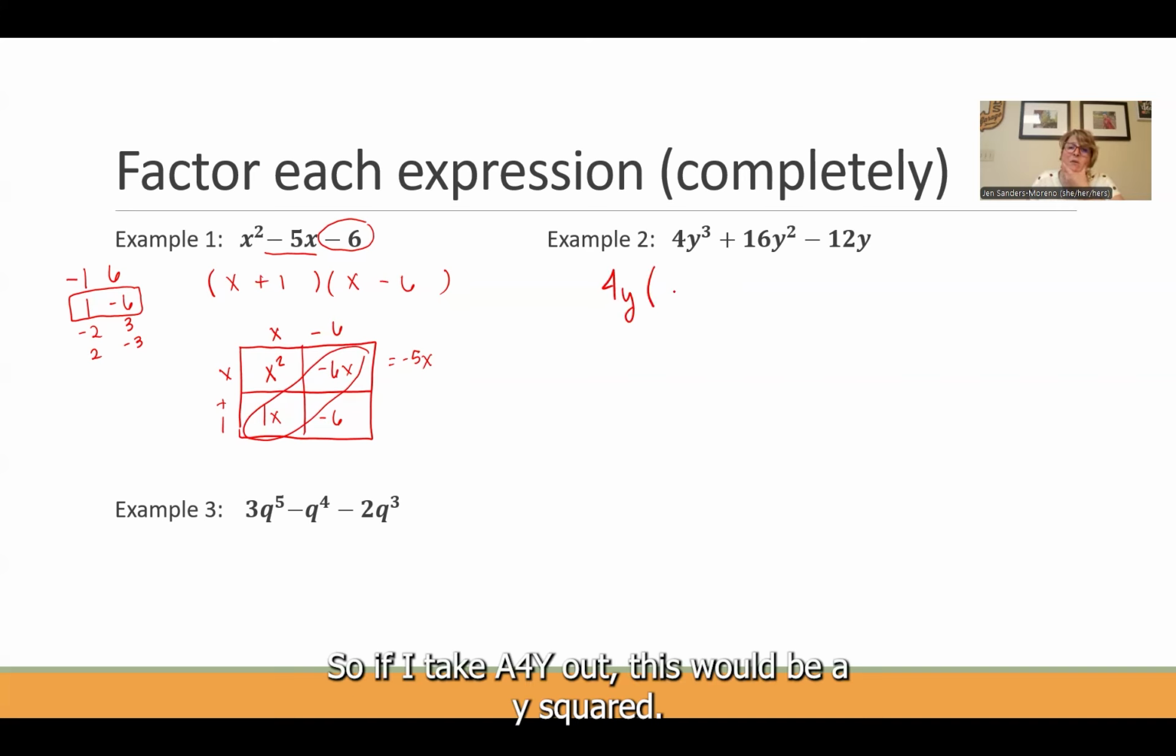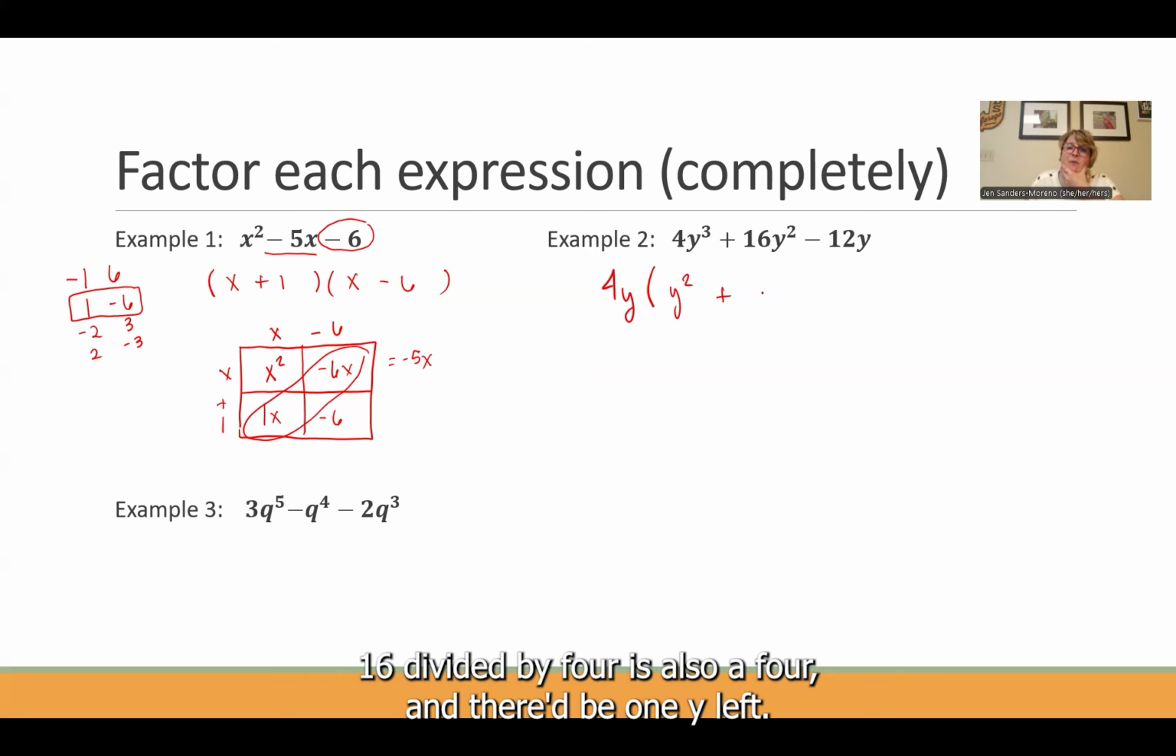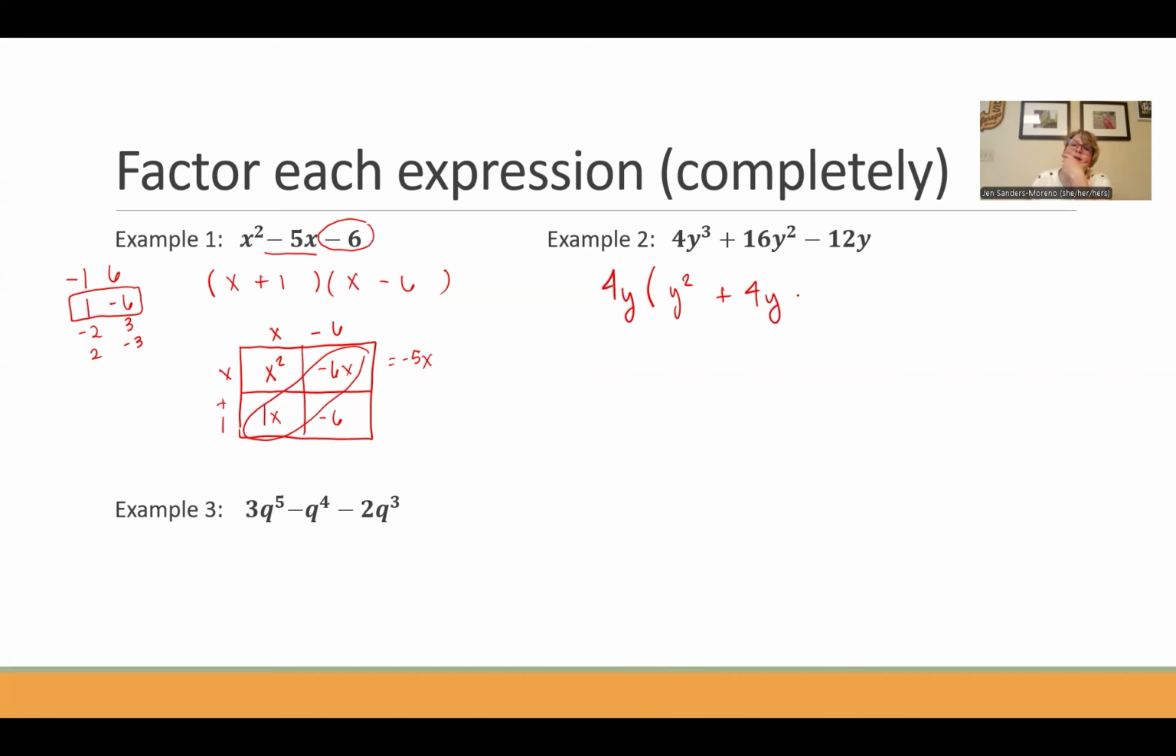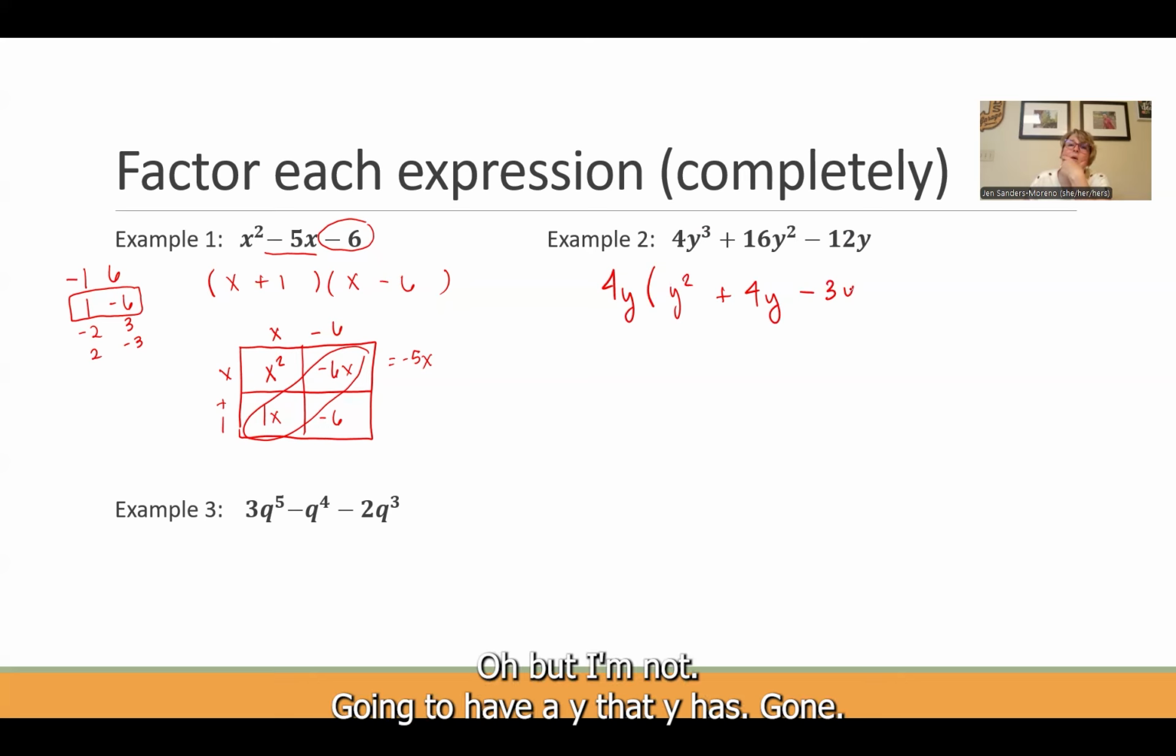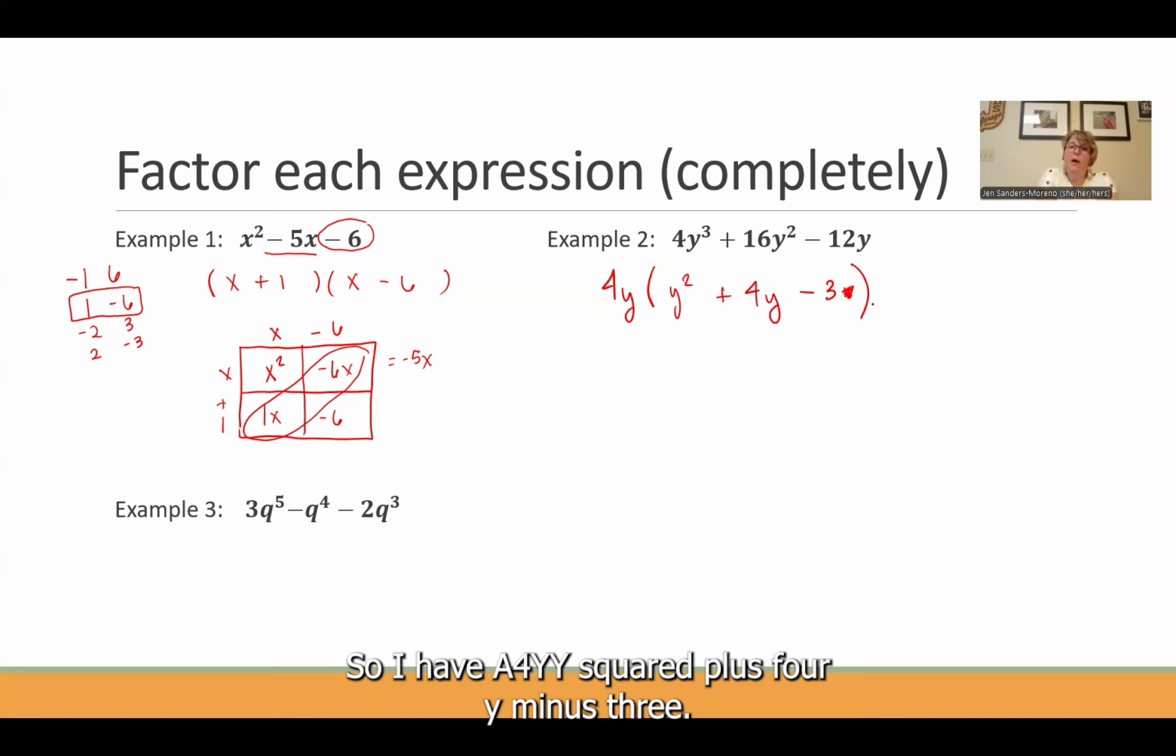So if I take a 4y out, this would be a y squared. 16 divided by 4 is also a 4, and there'd be 1y left. And then lastly, I'd have a minus, and 12 divided by 4 is 3. Oh, but I'm not going to have a y. That y is gone. Okay. So I have a 4y, y squared plus 4y minus 3.